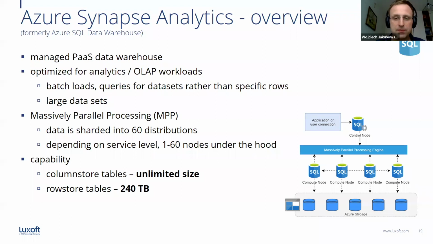And Azure Synapse implements the concept of massively parallel processing, which is basically a distributed database, where there is one control node that coordinates work and several compute nodes that do the actual data processing. And the data is sharded into 60 distributions. And these 60 distributions can be processed by multiple compute nodes, depending on the scaling that is currently selected.